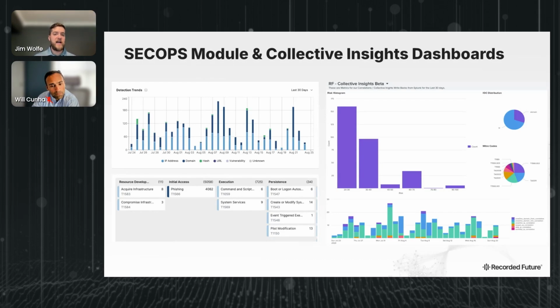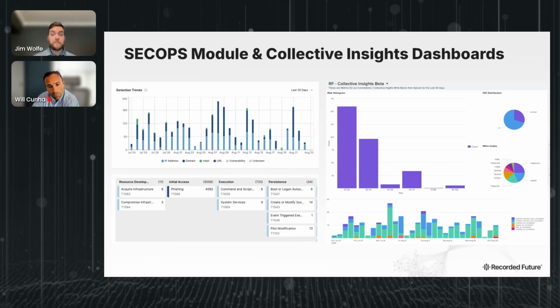So on the left-hand side, we're able to see that the left-hand side of this screen is actually a screenshot directly from our SecOps module. On the top, we're able to see a time chart of how many different types of indicators we're seeing within our environment: what different IPs, domains, URLs, and file hashes we're seeing, and what that looks like over a period of time.